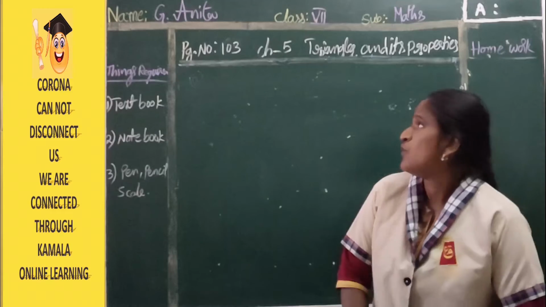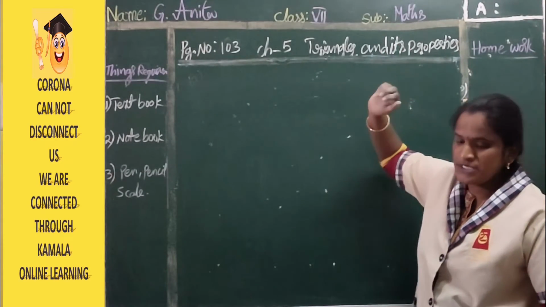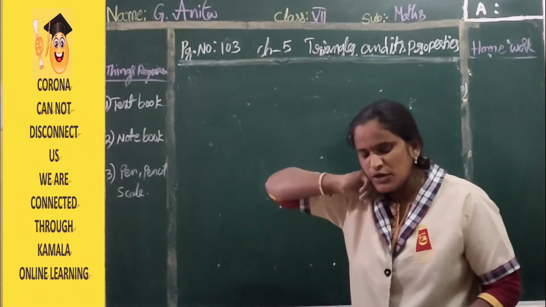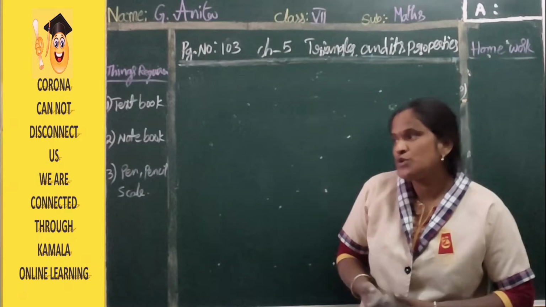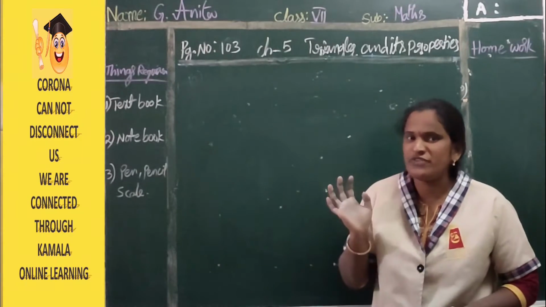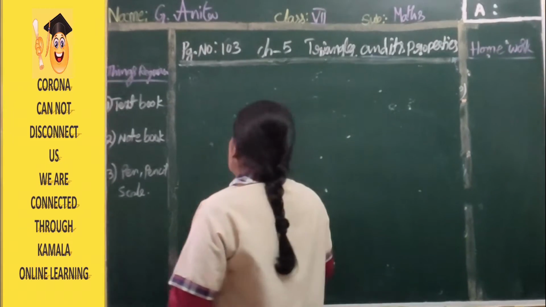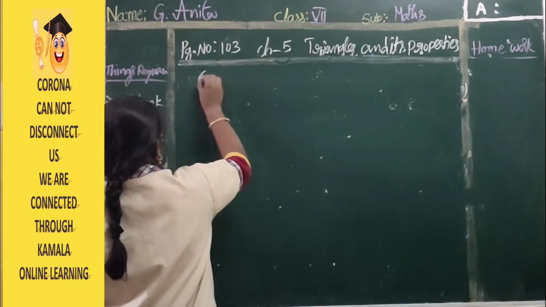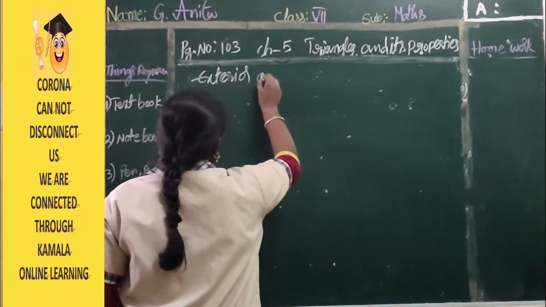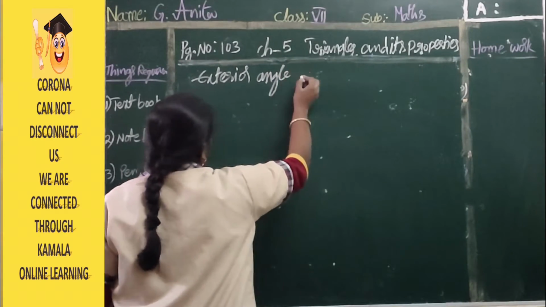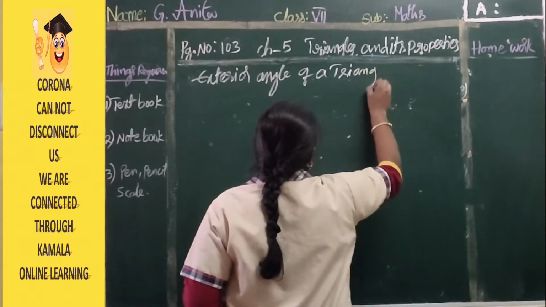That is page number 103, chapter 5, triangles and its properties. Okay, children. So once look at your textbook. So what is the meaning of exterior angle of a triangle? This is the property, not definition. Exterior angle of a triangle. So write neatly and maintain neatness in your classwork. Okay, children. So what is the meaning of exterior of a triangle?